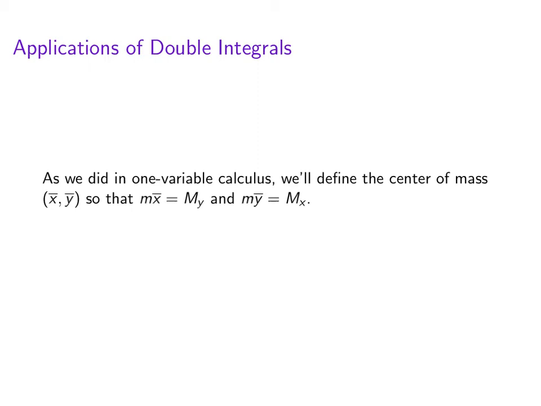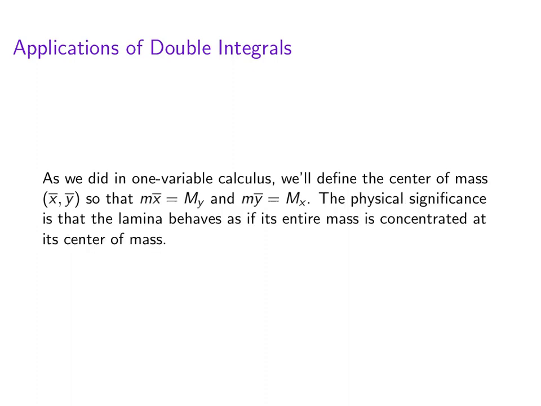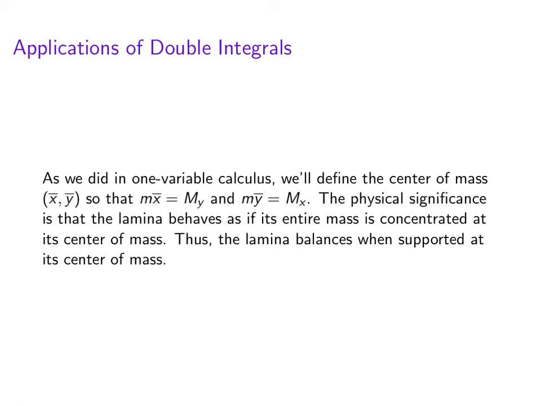And just like we did in one variable calculus, we're going to define the center of mass, x bar, y bar, so that the total mass times x bar is equal to the moment about the y-axis, and mass times y bar is equal to the moment about the x-axis. And the physical significance here is that the lamina will behave in terms of balancing as if the entire mass was concentrated right at its center of mass. So this thing will balance when it's supported right at the center of mass.